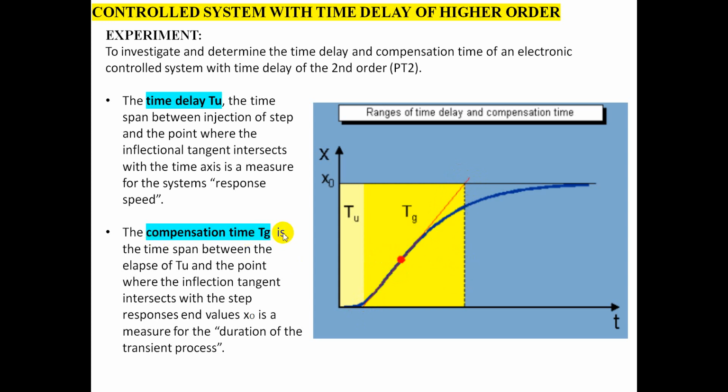You can say Tg is the time span between the end of the Tu and the point where the inflection tangent intersects with the step response value x0, measured for the duration of the transient process. So this Tu is going to tell you how quick the response is, the response speed, and this Tg compensation is going to tell you the duration of the transient process. This is what we are going to observe in our experiment.